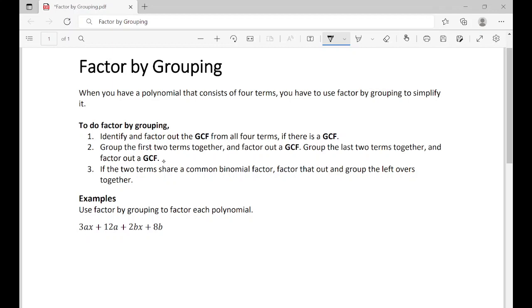Next, group the first 2 terms together, factor out the GCF of those 2, then group the last 2 terms together and factor the GCF of those 2. If the 2 terms share a common binomial factor, and they should, you want to factor that out and group the leftovers together.